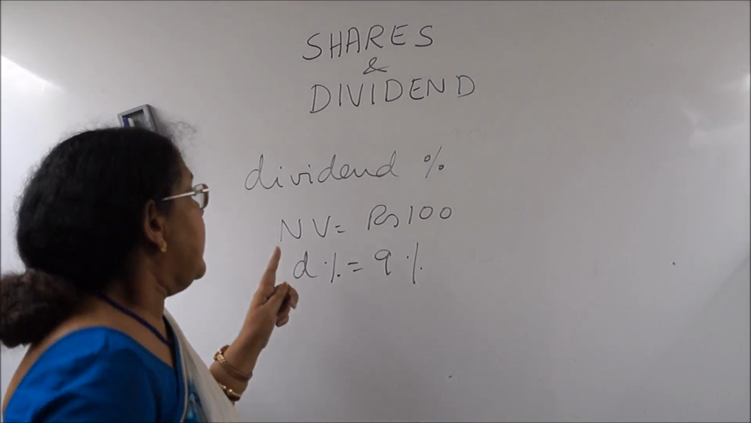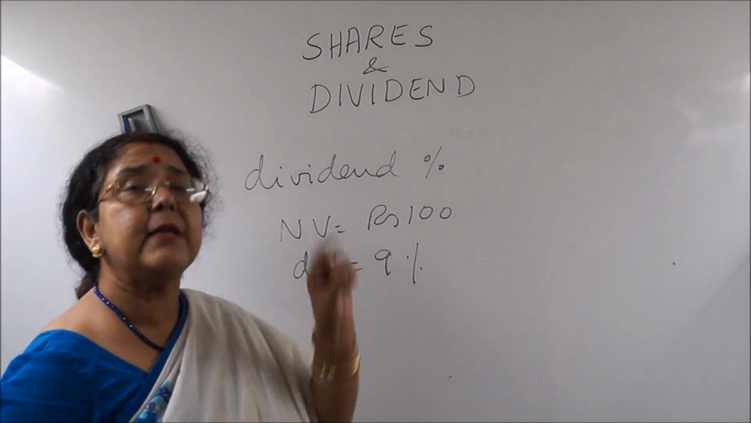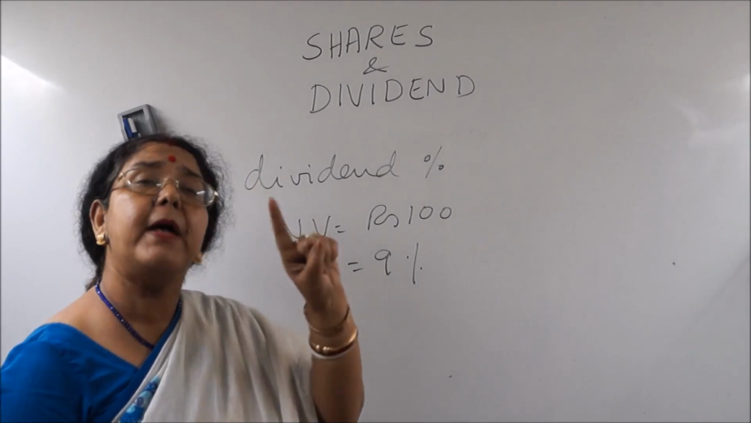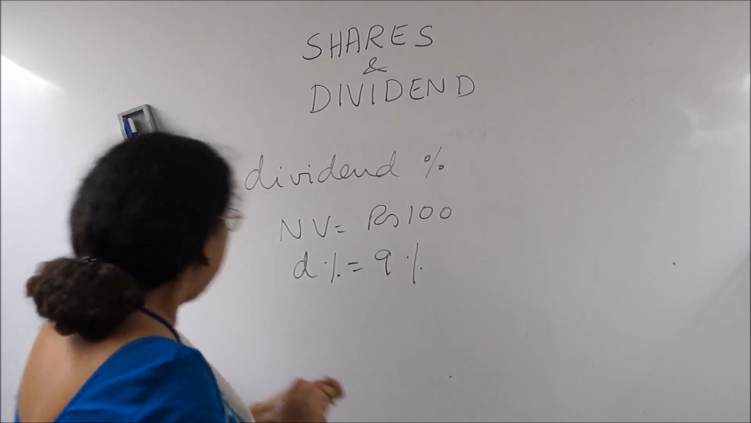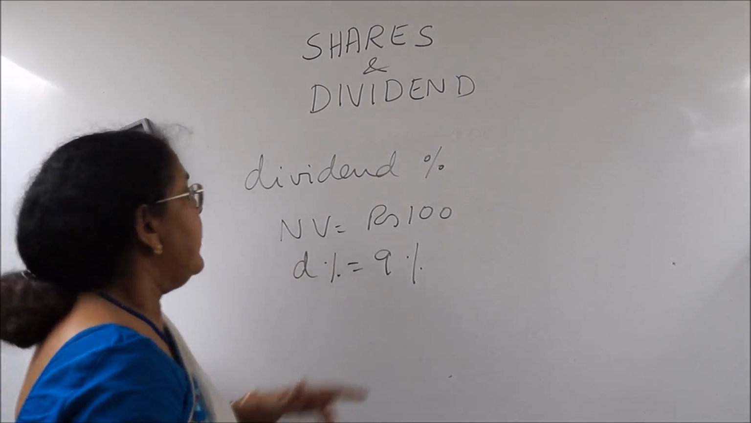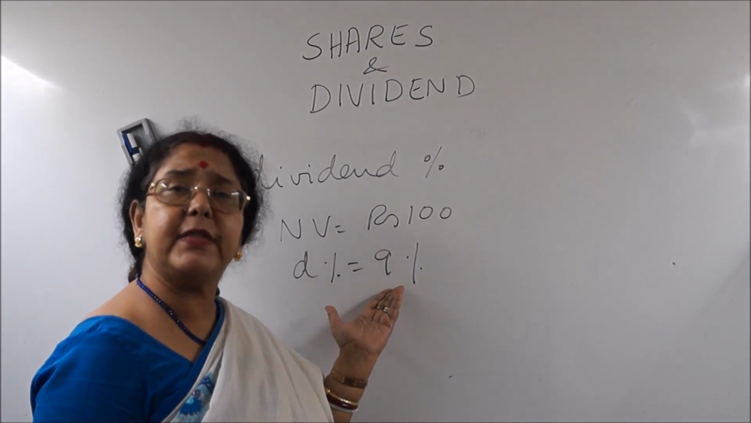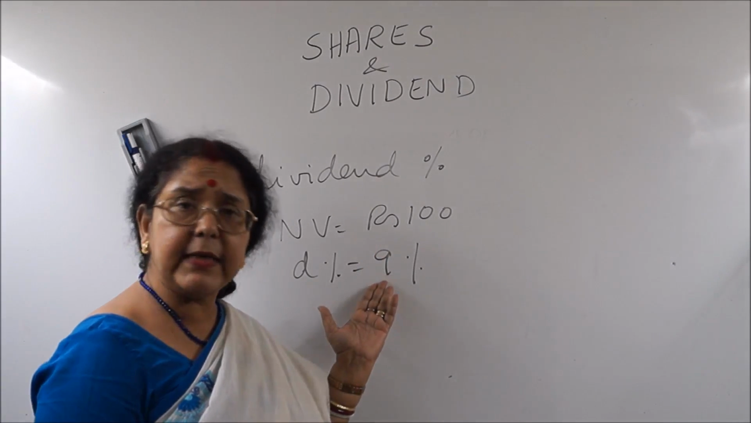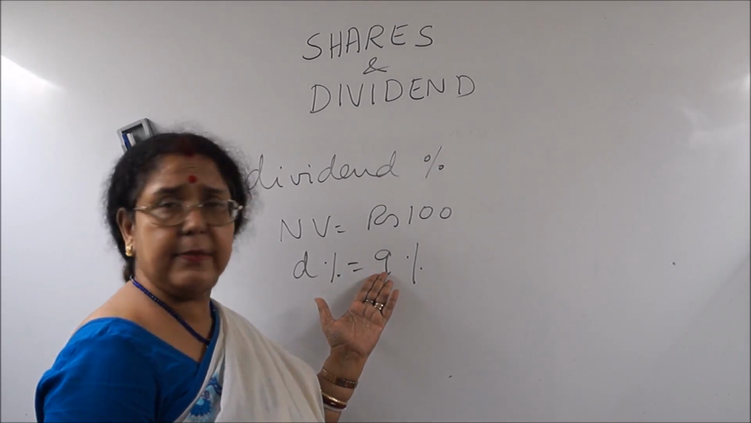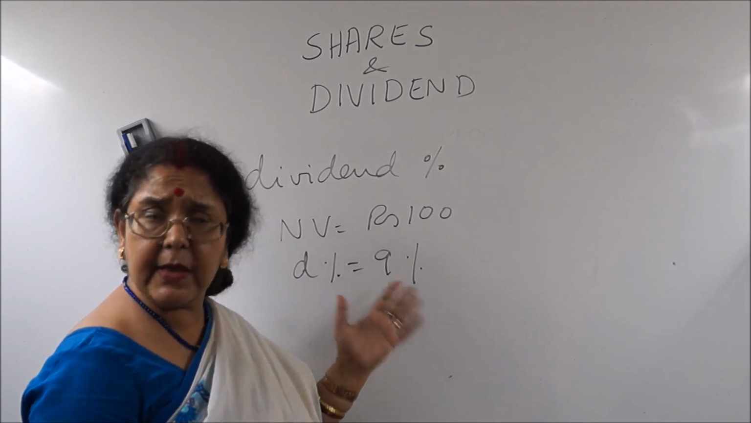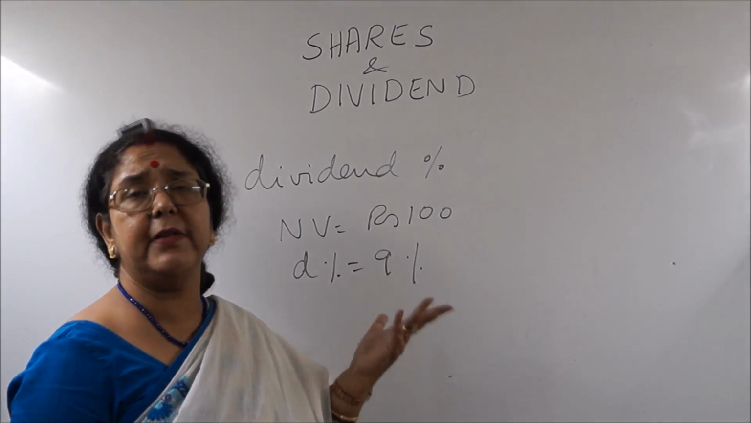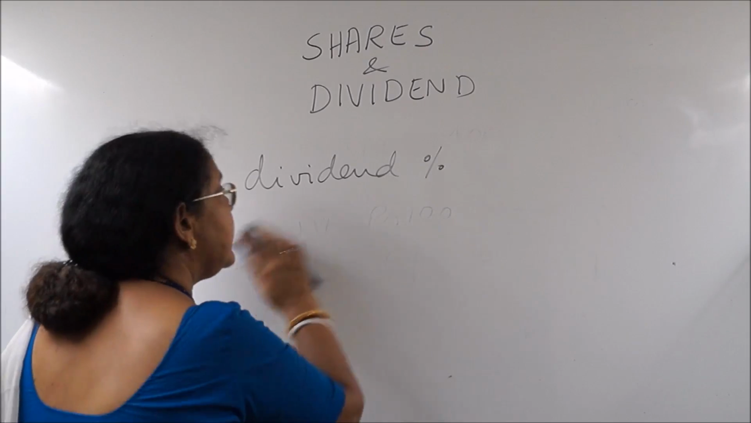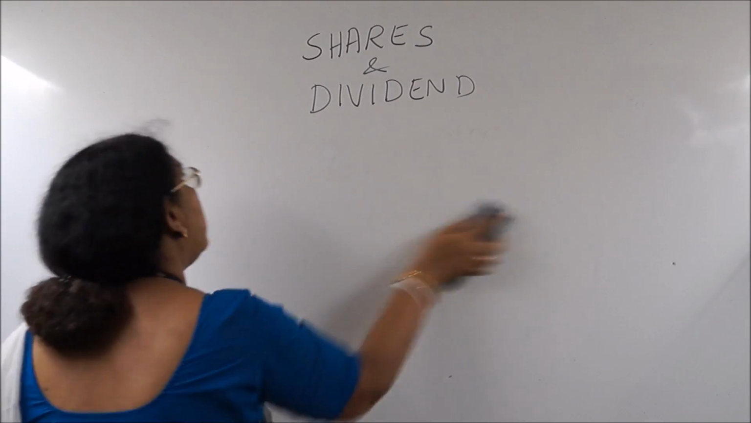So dividend percent is the return that the company promises to give to its shareholder per share. Naturally, in this case, if a person has 5 shares, then his income at the end of the year will be 5 into 9, because on one share the earning is 9 rupees at the rate of 9% dividend. So on 5 shares he will get 5 into 9, 45 rupees as his earning. That earning or return that he gets from the company is called dividend.